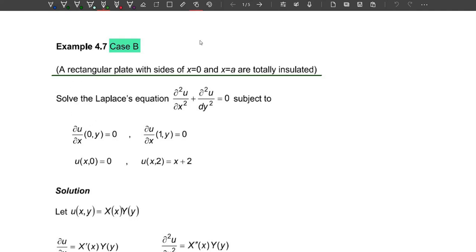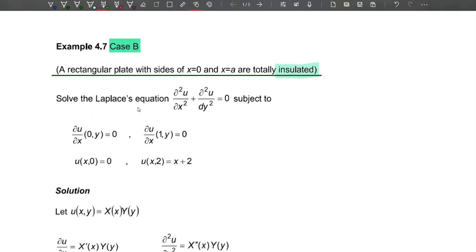I would like to show you an example for the Laplace equation, considering case B, where a rectangular plate with a size of x equal to 0 and x equal to A are totally insulated. Totally insulated means the heat does not flow, the heat does not go out, and hence the heat flow should be equal to 0.